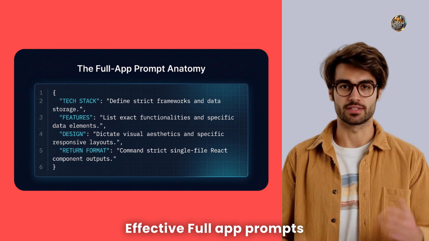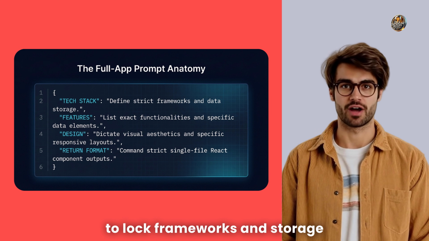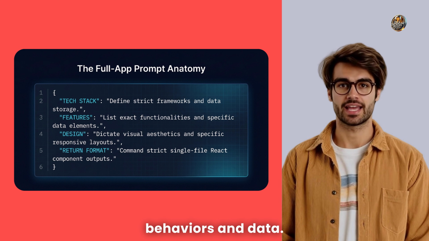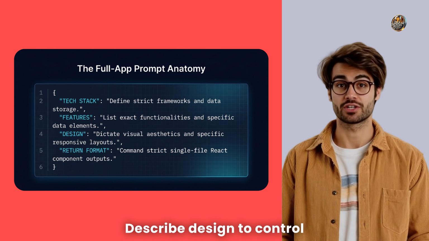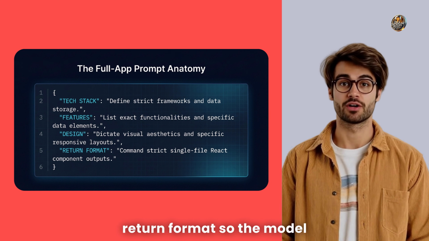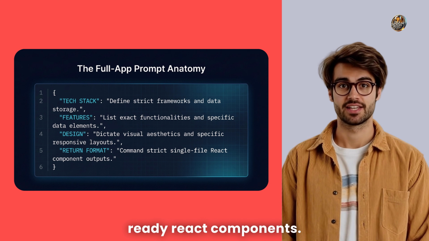Effective full app prompts follow a clear schema. Specify the tech stack to lock frameworks and storage. Detail features to enumerate behaviors and data. Describe design to control layout and aesthetics. Finally, define a strict return format so the model outputs single-file, production-ready React components.